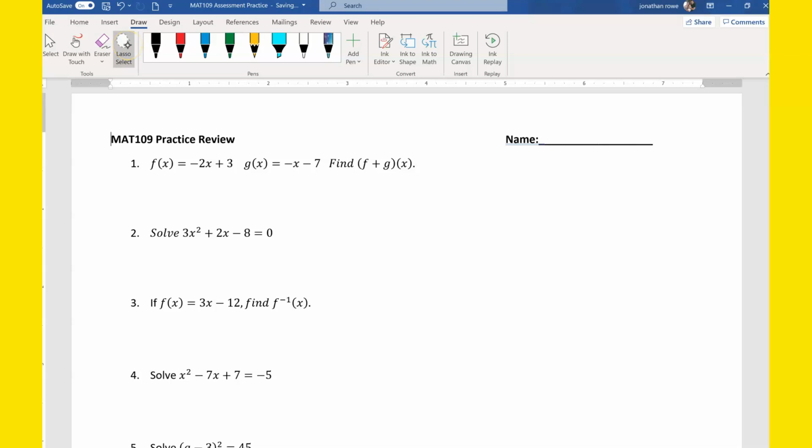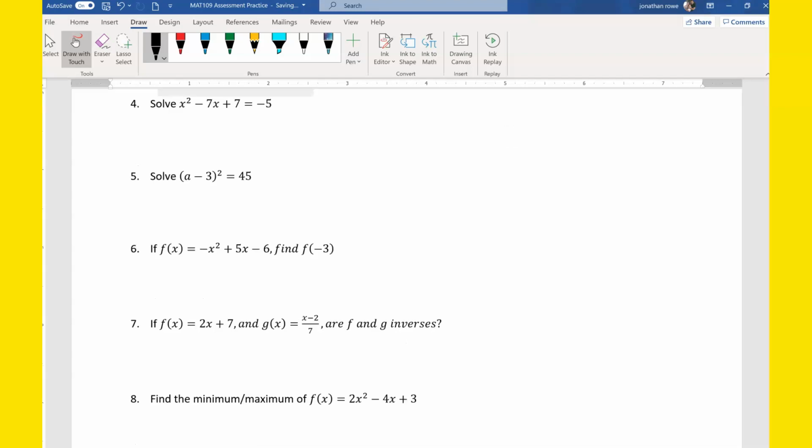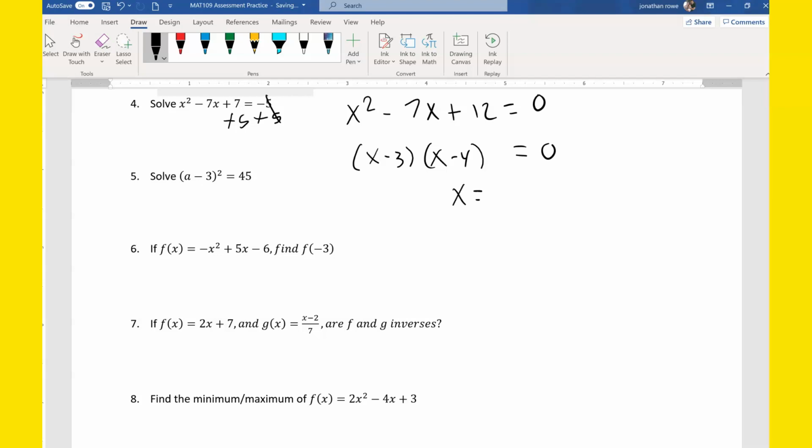All right, number 4. If I'm solving that one, I will first move that negative 5 over to the other side to get all my like terms together, plus 12 equals 0. And now if I can factor it, I will factor it. Remember, factoring only works when one of the sides is 0. So that's going to be minus 3 and minus 4. So when I solve them both, I will get positive 3 and positive 4 for the answers there.